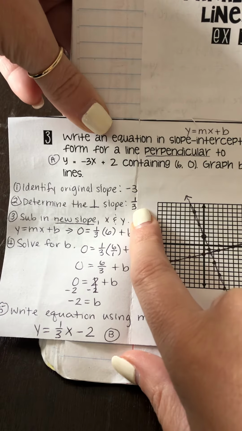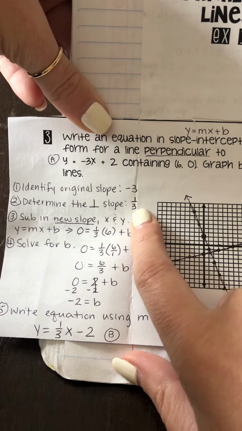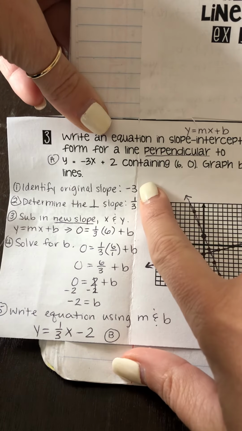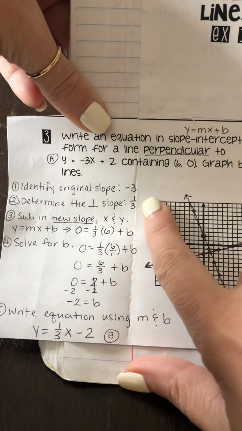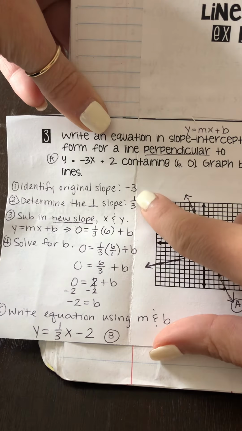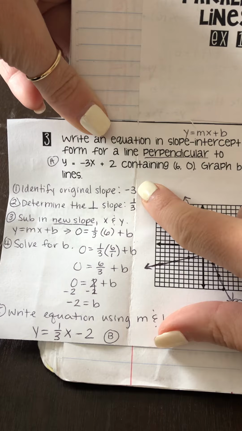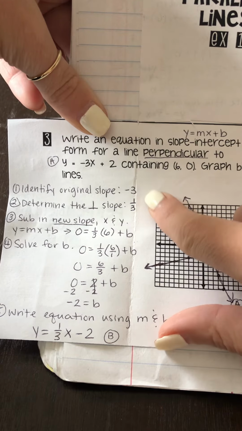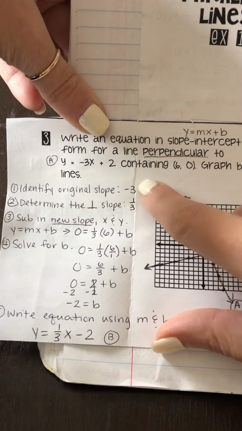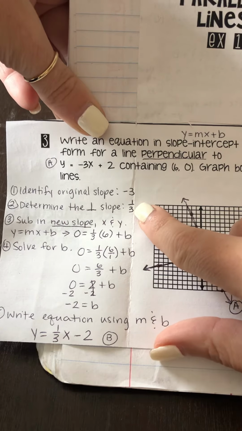Now, remember, perpendicular means that you have to take the opposite, which means one's negative, one's positive, and you have to take the reciprocal. So that means you're going to flip this number right here. Well, 3 is really going to be equivalent to 3 over 1. So when you flip it, it becomes 1/3. And remember, it does change to a positive.